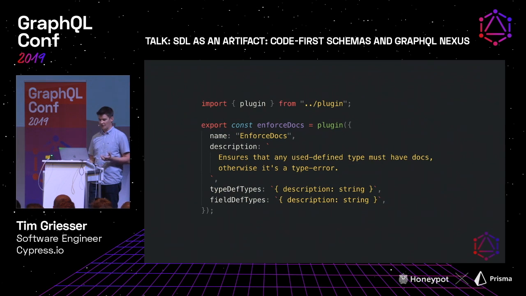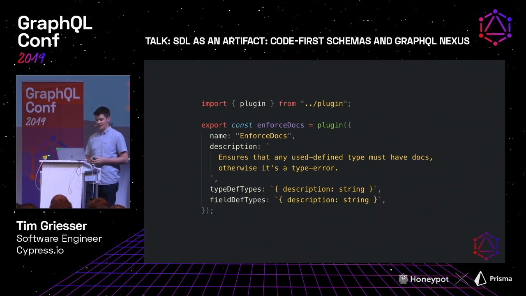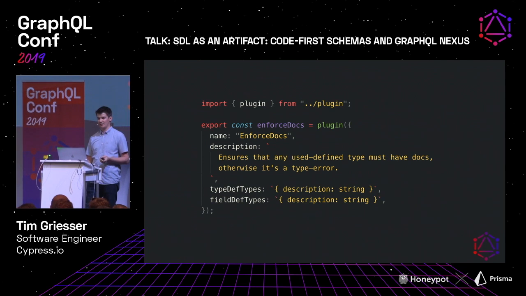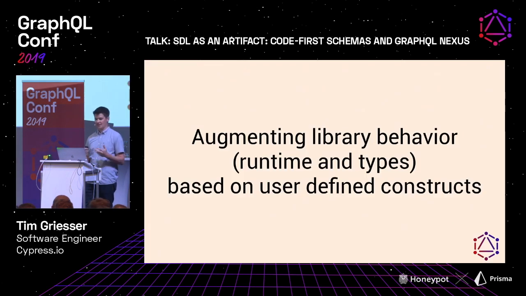So another one that I think would be neat is enforce docs. So this is overriding the description field on the type def and on the field def, so that if you don't add a description for your type, then it would be a type error, essentially. So really enforcing internally that you want everything in the GraphQL schema to be documented, which I think is good to have in the long run. So yeah, like I said, it's just the idea of being able to augment the library behavior both at runtime and at types based on these user definitions.